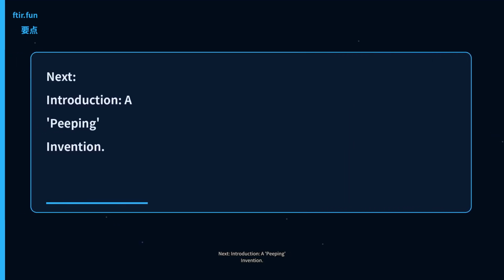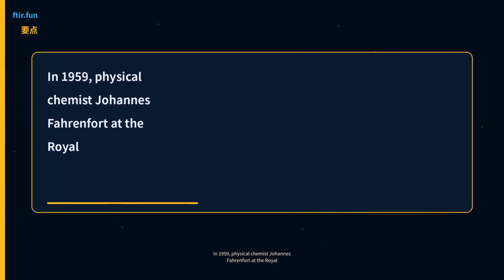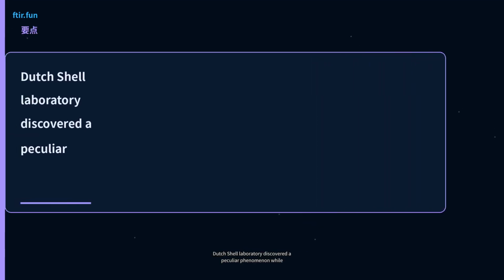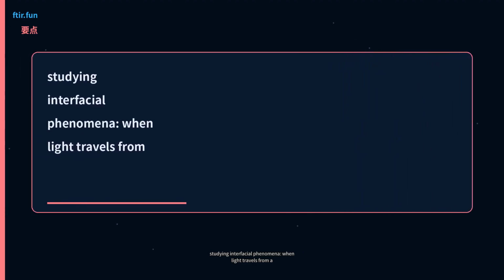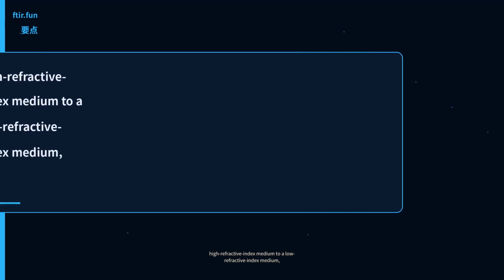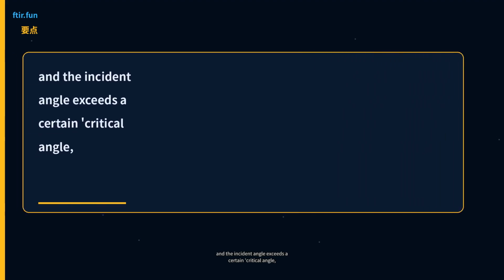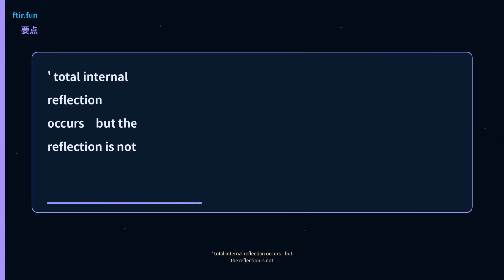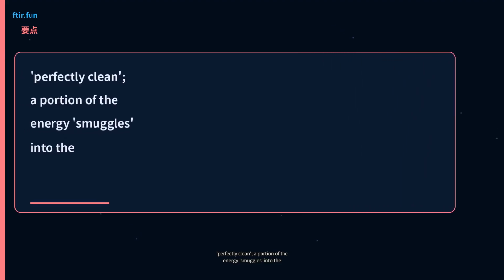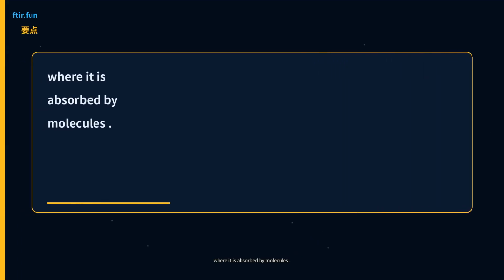Next, a peeping invention. In 1959, physical chemist Johannes Fahrenfort at the Royal Dutch Shell Laboratory discovered a peculiar phenomenon while studying interfacial phenomena: when light travels from a high-refractive-index medium to a low-refractive-index medium, and the incident angle exceeds a certain critical angle, total internal reflection occurs, but the reflection is not perfectly clean. A portion of the energy smuggles into the low-refractive-index medium as an evanescent wave, where it is absorbed by molecules.